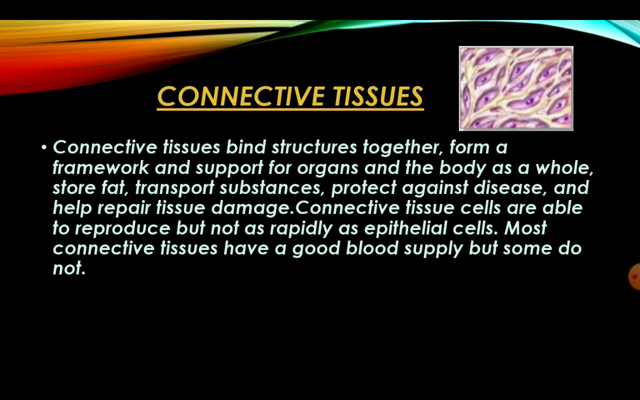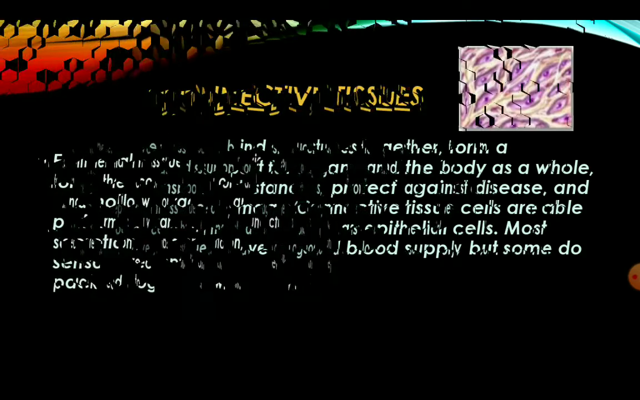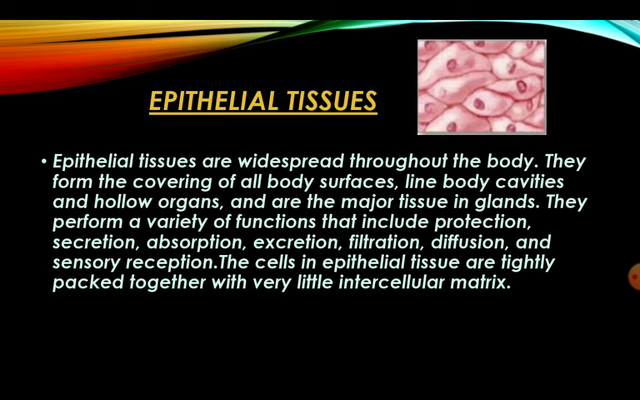Now I'll explain epithelial tissues. Epithelial tissues are widespread throughout the body. They form the covering of all the body surfaces, line body cavities and hollow organs, and are the major tissue in glands. They perform a variety of functions that include protection, secretion, absorption, excretion, filtration, diffusion, and sensory reception. The cells in epithelial tissue are tightly packed together with very little intercellular matrix.